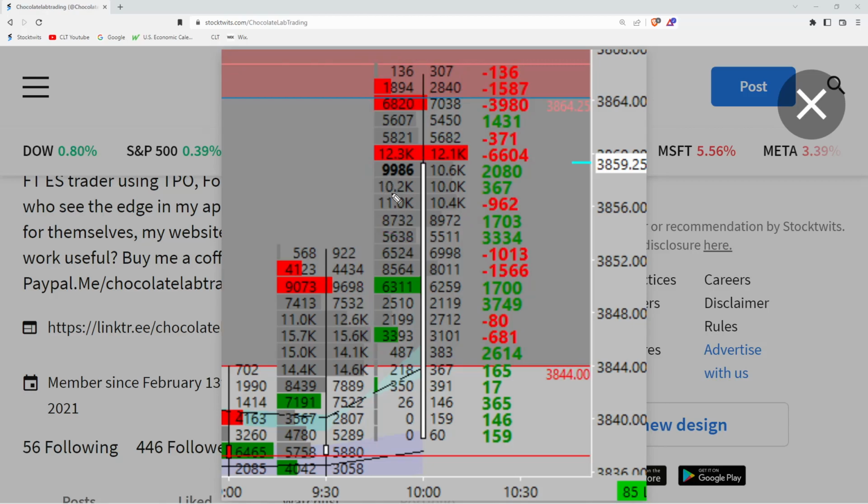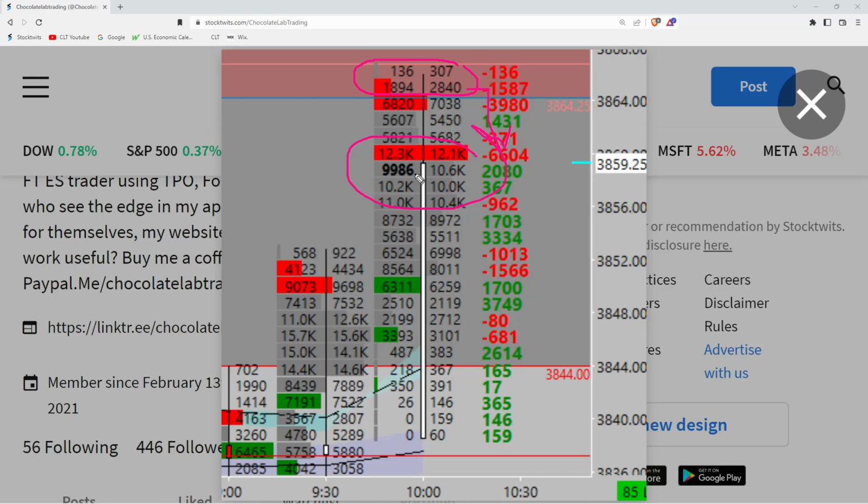Why is this exhaustion? 11,000 contracts, 10,000 contracts, 10,000, 9,900, 12,000 contracts being transacted over here, and then look towards the highs, 1,800, 2,800, 136, 307. This is exhaustion. No one else is willing to transact over here, at least for now. We will go down to where people are happy to transact, which was in this area, right?